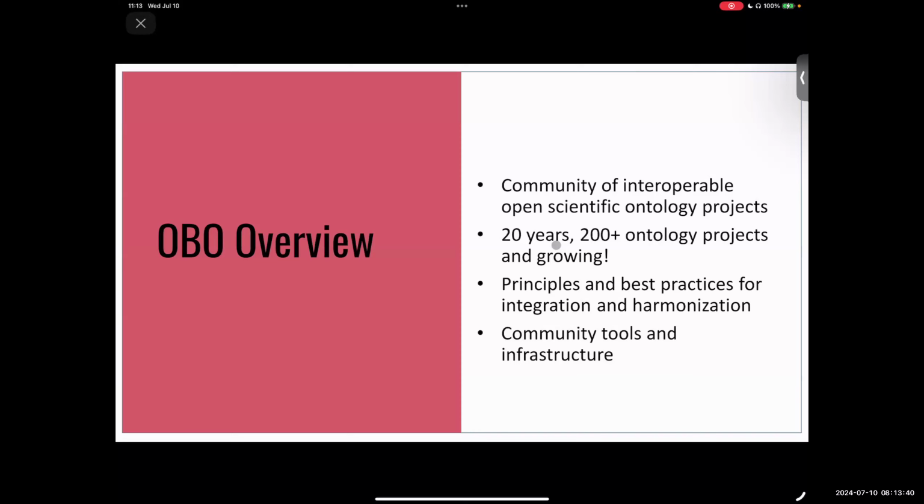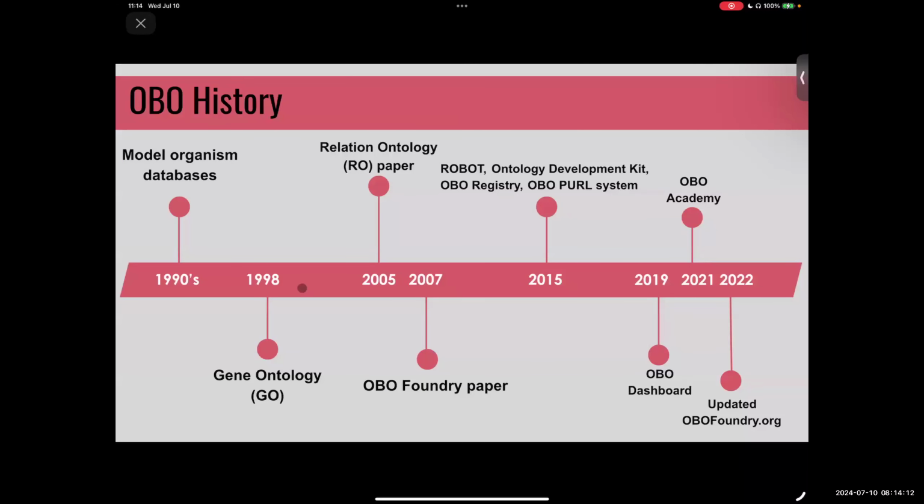OBO's been running for about 20 years now, and we have more than 200 projects, and we're growing all the time. And there's a set of principles and best practices for data integration and harmonization that we all commit to by joining the OBO Foundry, and I'll show you that stuff in a second. And our community also develops shared open source tools and infrastructure to make building and using and reusing ontologies easier for everybody.